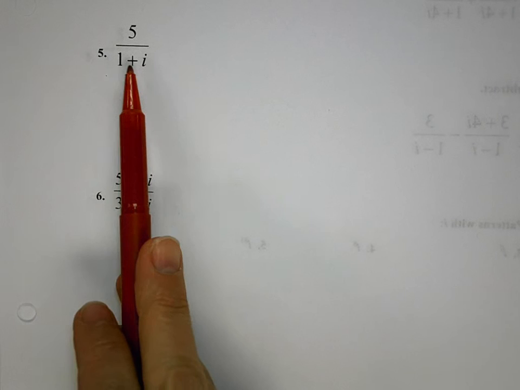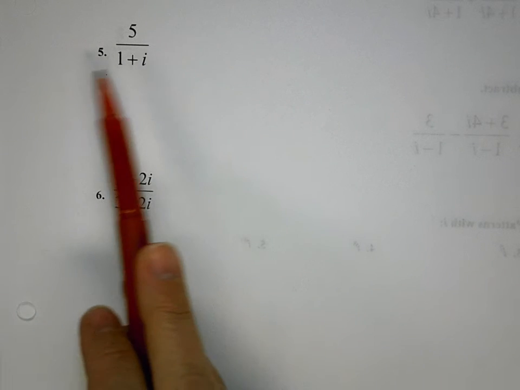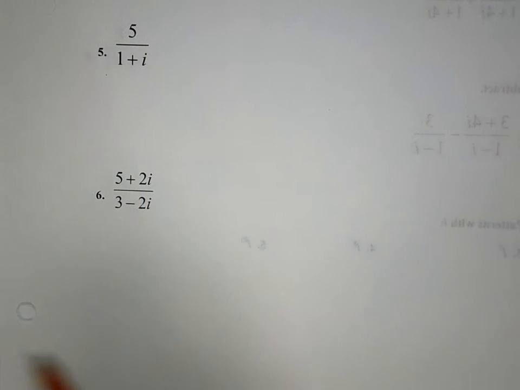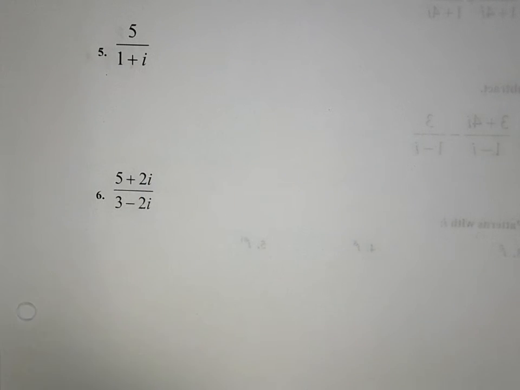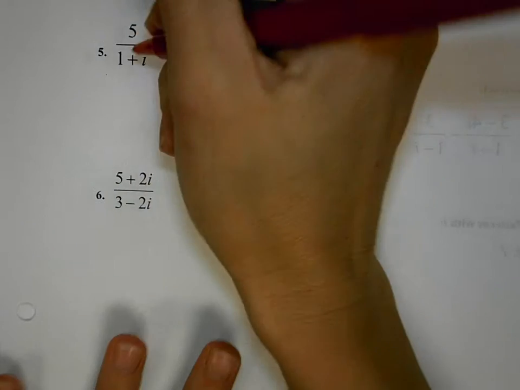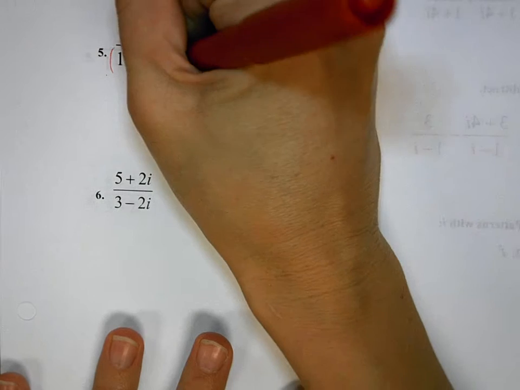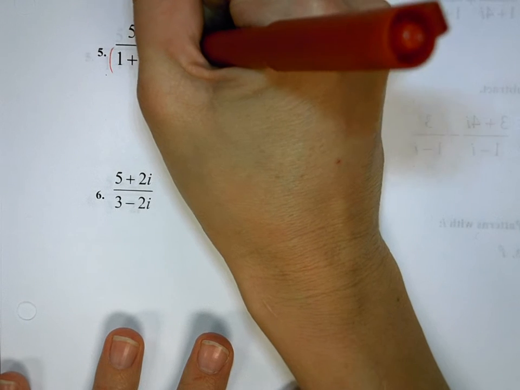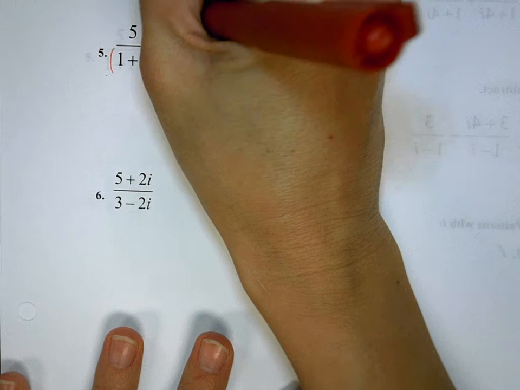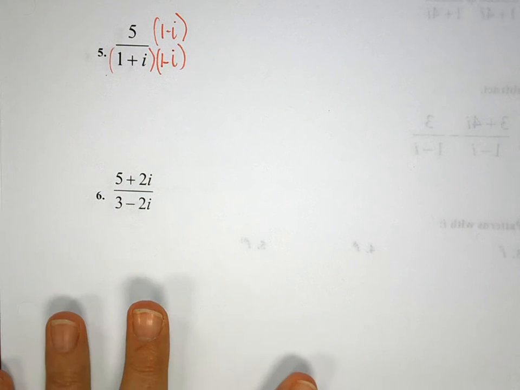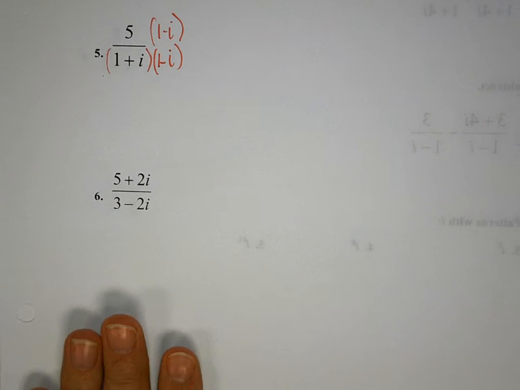But remember that whenever you have a plus or a minus here, you end up having to multiply by, it starts with the C, the conjugate. So what would be the conjugate of 1 plus i? 1 minus i is correct. Wait a second. There we go. And whatever you do to the bottom, you also need to do to the top.